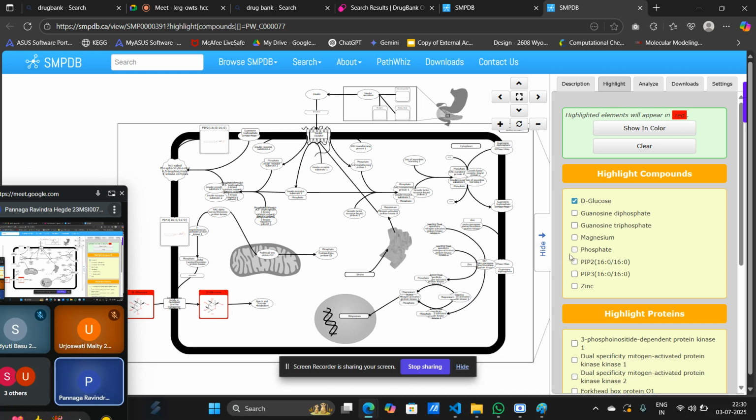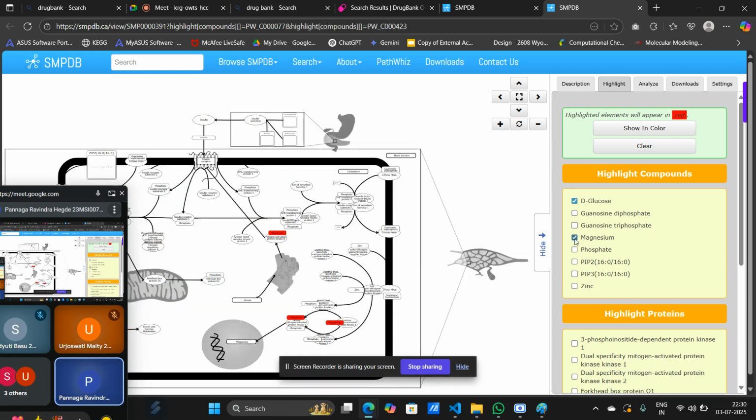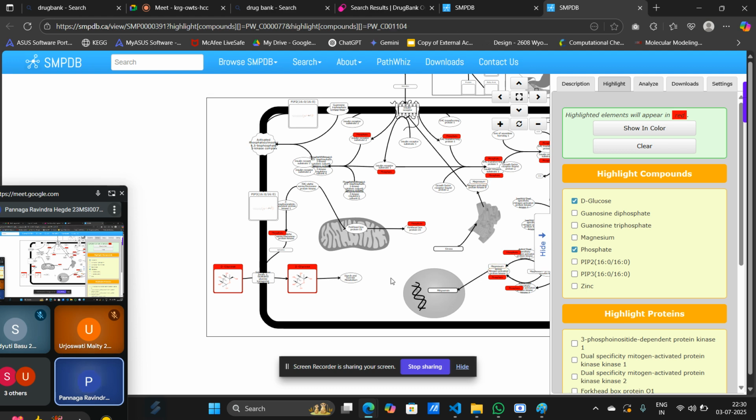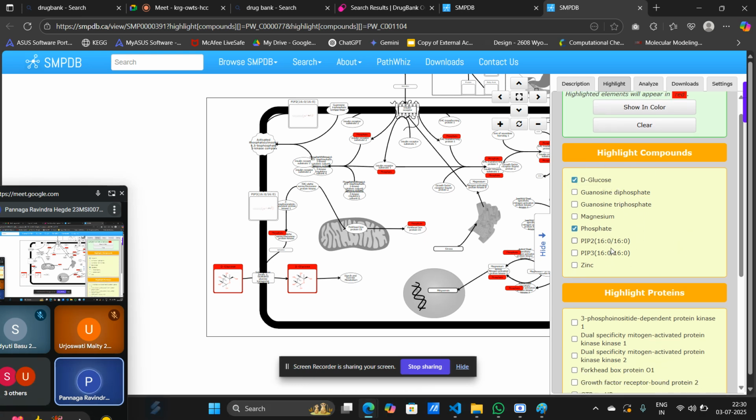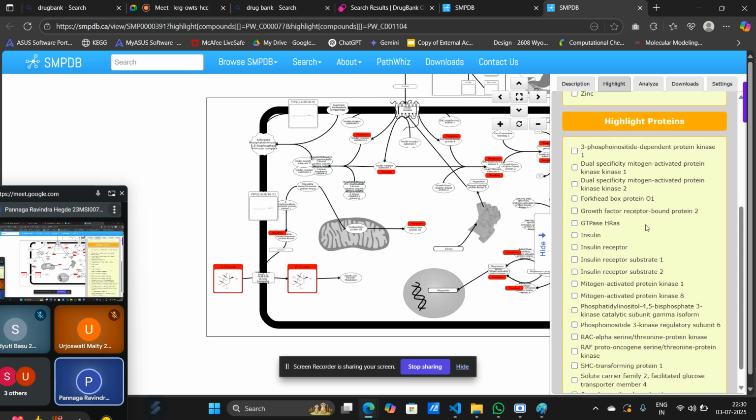and what exactly is happening with the compound. And if you want to choose multiple compounds, you can choose. I have chosen magnesium and glucose, and phosphate and glucose, and you can see there is D-glucose entering the cell, and then there is phosphate here. The phosphate is going to interact with the D-glucose and it forms glucose 6 phosphate. And you have two different categories or sections, one where you can just highlight chemical compounds and one where you can highlight proteins.